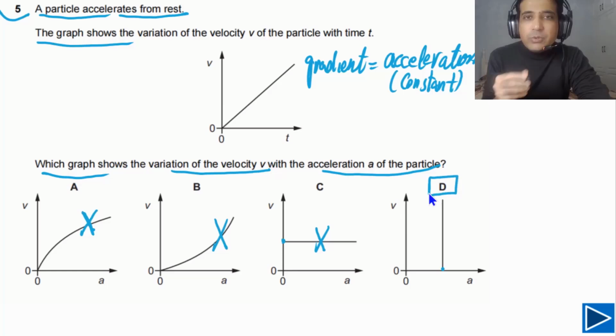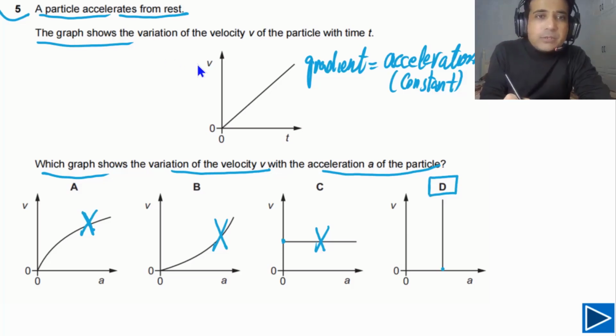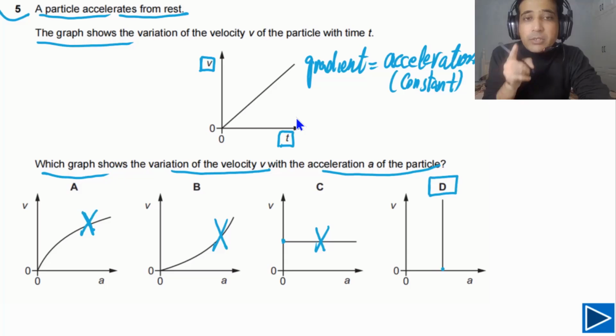So you need to read the question carefully. You need to understand what is given to you and how you can figure out the answer. In this case, this graph is very important because we have a velocity against time graph, and the gradient of this one is constant, and gradient is representing acceleration. So acceleration has only one value. That's the reason our answer is D.